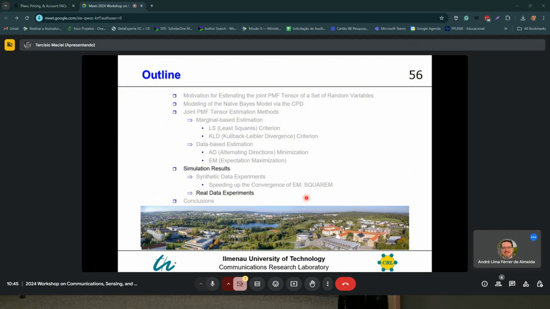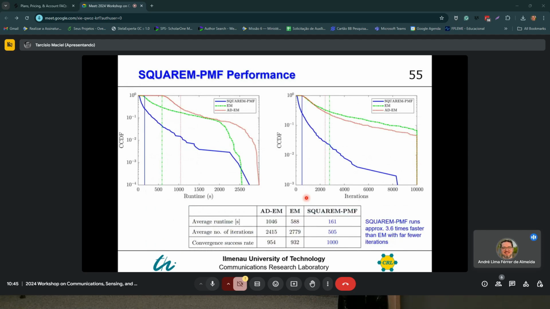So the horizontal lines or vertical lines, they actually do this, right? Yes, these are the mean values. Yes, yes.